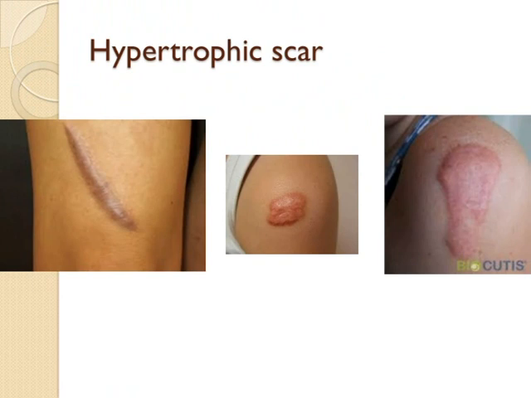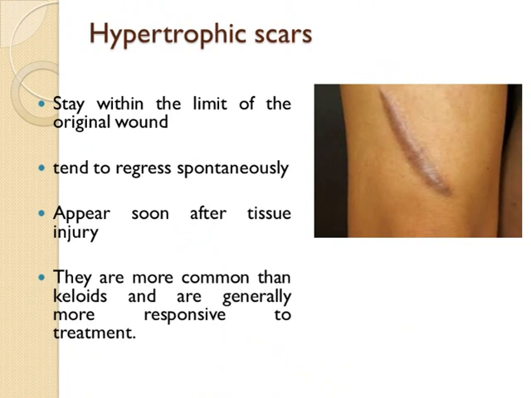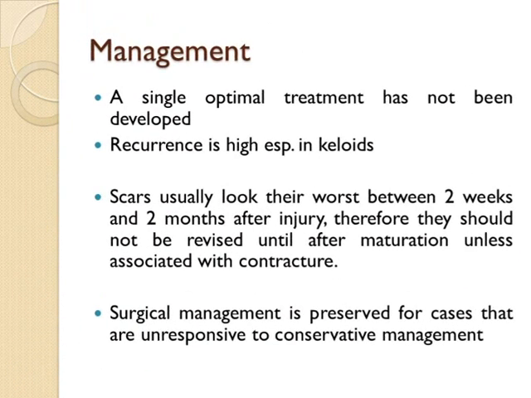Whereas the hypertrophic scar, there are some examples as you see in front of you. They stay within the limit of the original wound. They tend to regress spontaneously, opposite to the keloid. They appear very soon after the tissue injury. They are more common than the keloid, but they are more responsive to treatment. They may need a single optimal treatment or multiple treatments. Recurrence is very high in keloids.